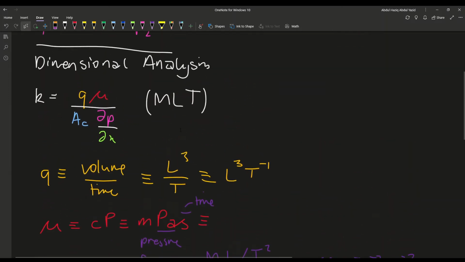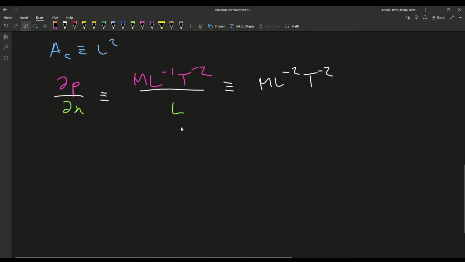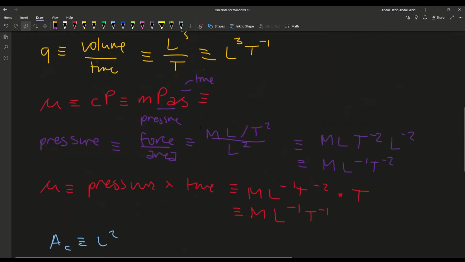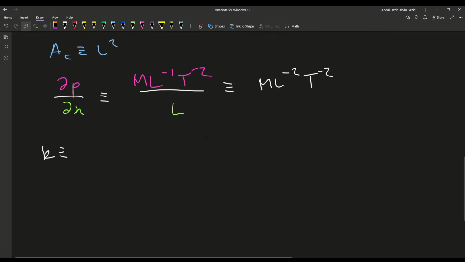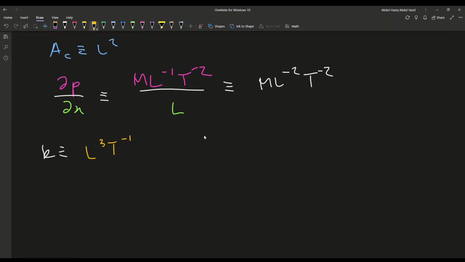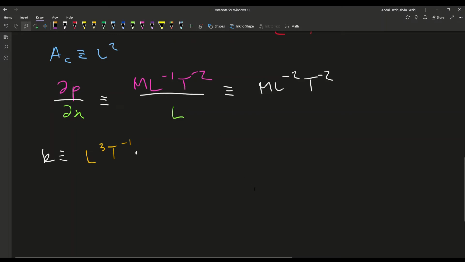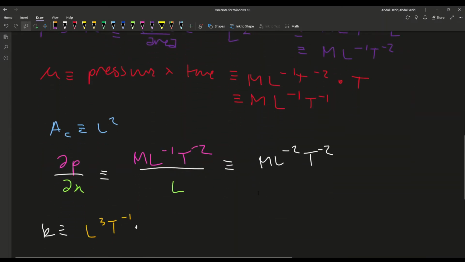Okay, so putting all of this together, K is, so what was our Q? It's just L cubed T minus 1. That's multiplied by the viscosity, which is M L minus 1 T minus 1.